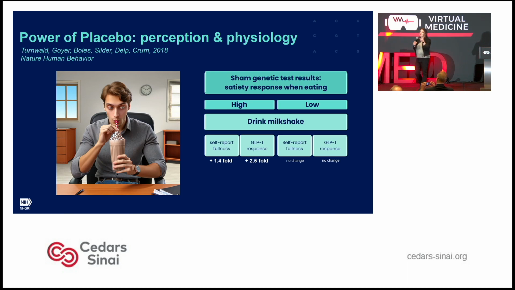So as we saw this morning, we get not only our perceptions, but we also get changes in biology. And of course, this is completely regardless of their actual genotypes, which, as it turns out, were less powerful predictors of response than the placebo effect.